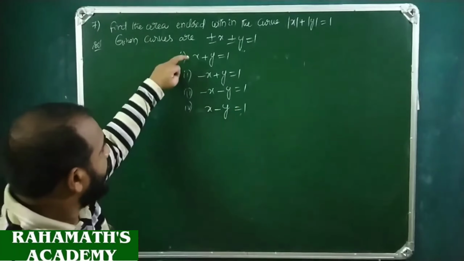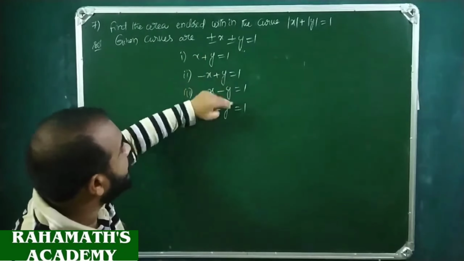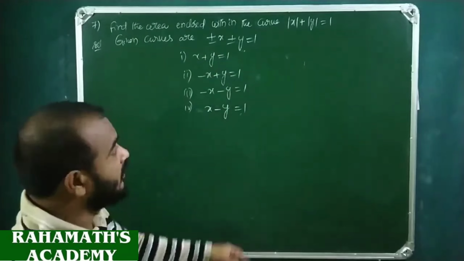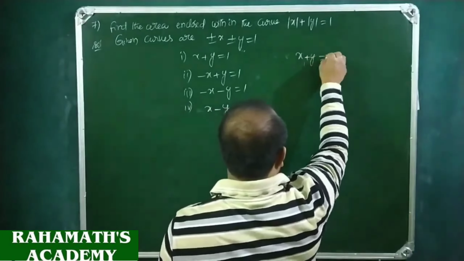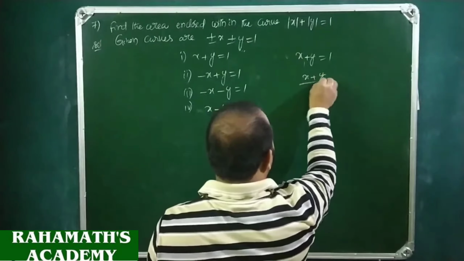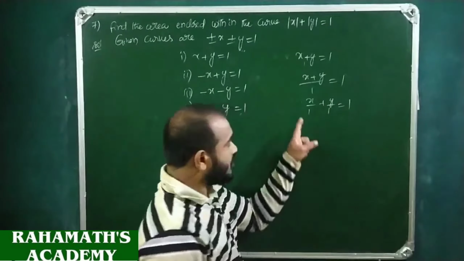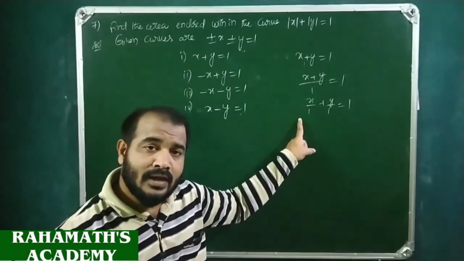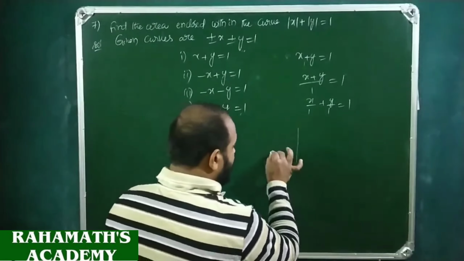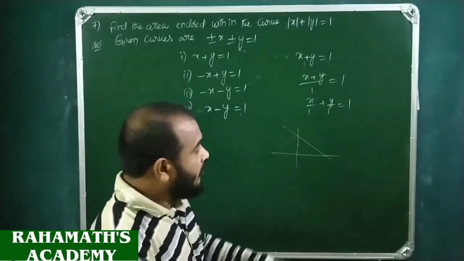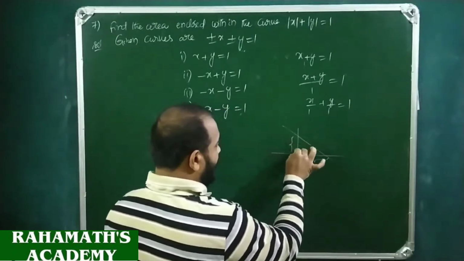See, x has two positives and two negatives. Y has two positives, two negatives. These are the given lines. And this is of the form x plus y equals 1, so x by 1 plus y by 1 equals 1. This is of the form x by a plus y by b equals 1. Here both a and b are 1. That means this is the equation of the line in intercept form. This is 1 and this is 1.